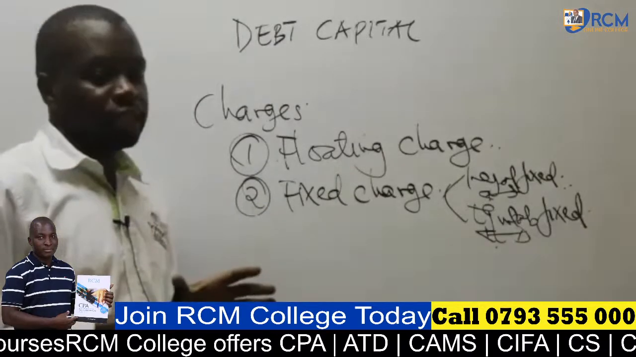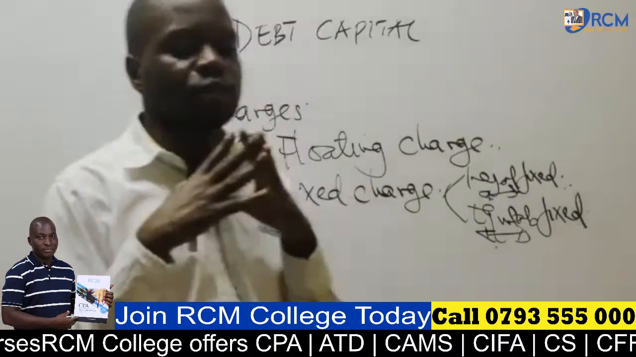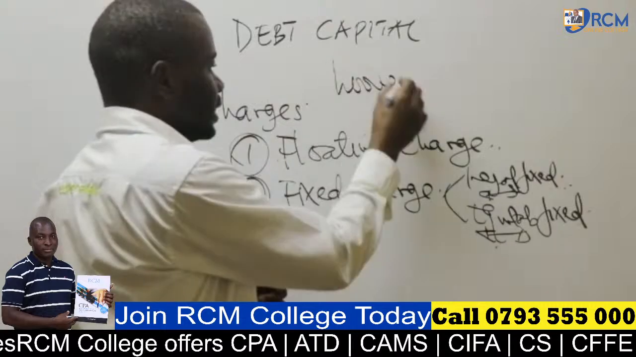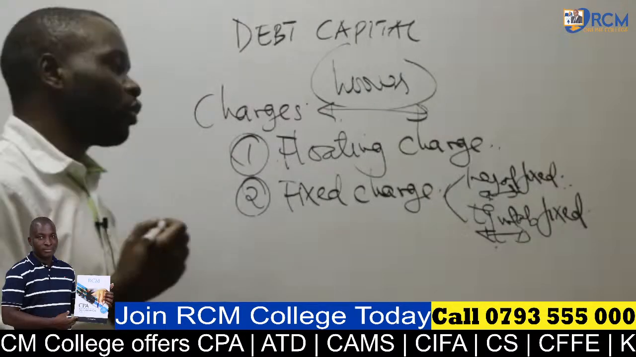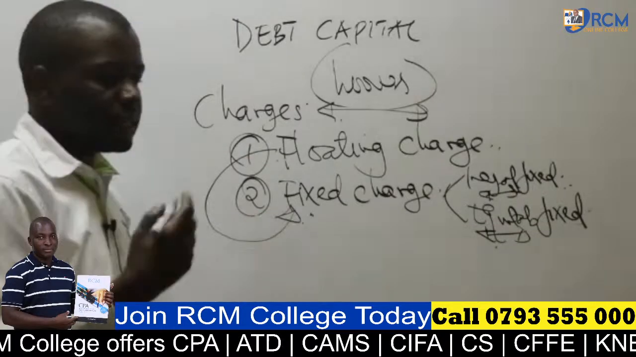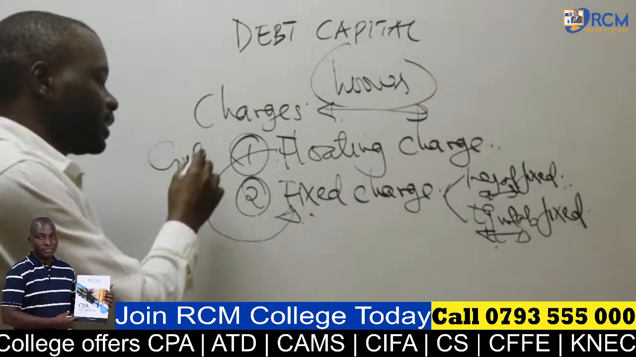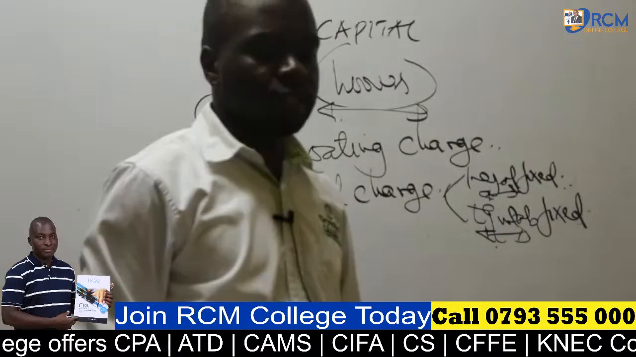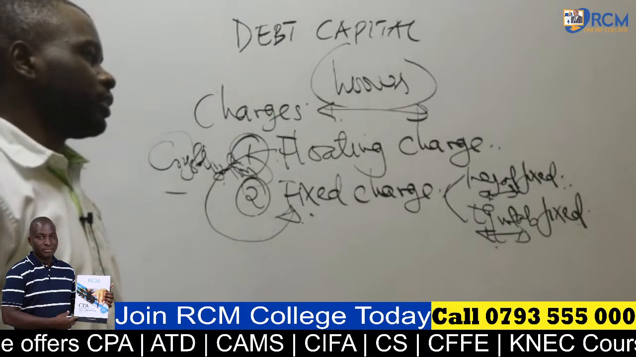So how do we define a floating charge? I've tried to explain it in the best way I can. It is a charge that hovers over an asset until there's an occurrence of an event that causes the charge to settle. When it settles, it will no longer be a floating charge. It would have become very specific. It would have become now a fixed charge. So this particular aspect of settling is known as crystallization of a floating charge. So that's what we mean by a floating charge and a fixed charge.